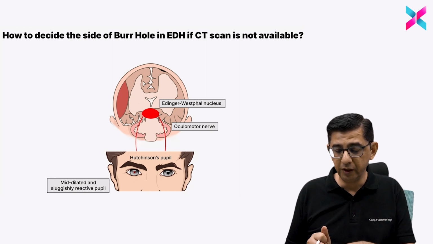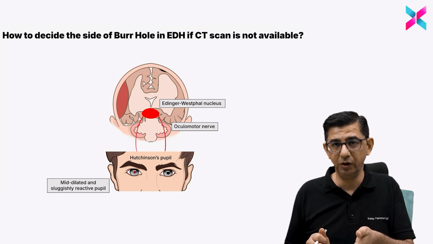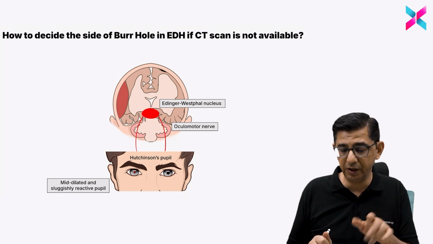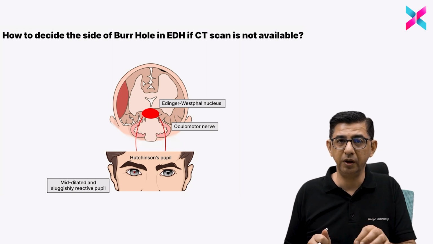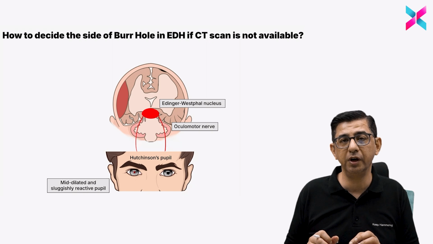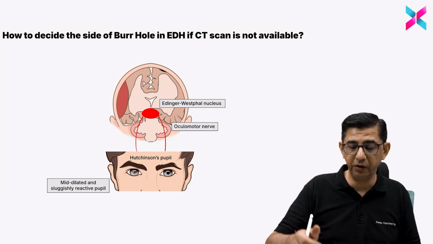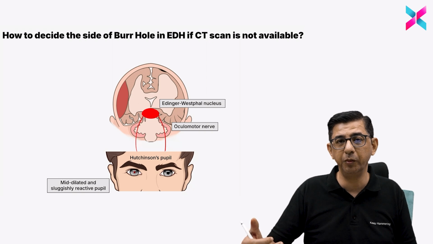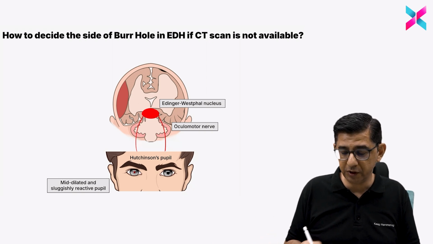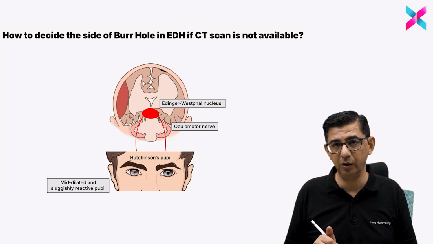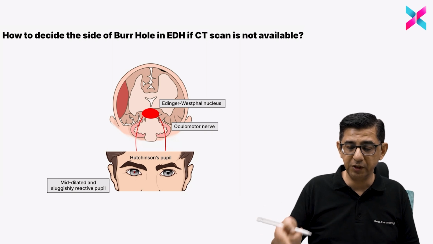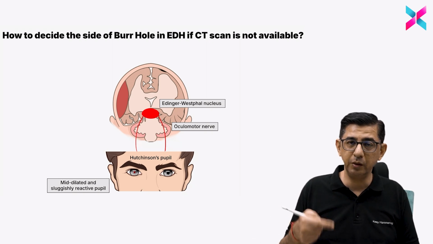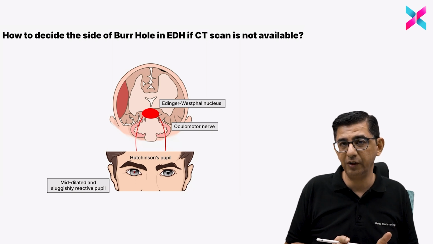So if the bleed is localized to this particular side, that is the right side in this case, even if I don't have a CT scan facility, I can still be doing a Burr hole in an emergency situation on the same side. So the message here is how to decide the side of Burr hole in an EDH if CT scan is not available. The answer would be do the Burr hole on the same side on which the Hutchinson pupil is present in a patient. I repeat my statement. On which side would you be doing a Burr hole? Your answer would be on the same side, that is ipsilateral to that of the Hutchinson pupil.